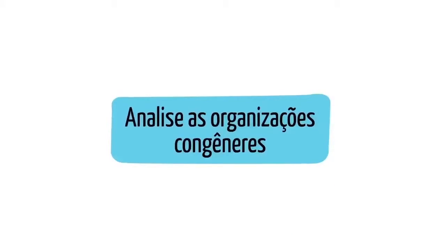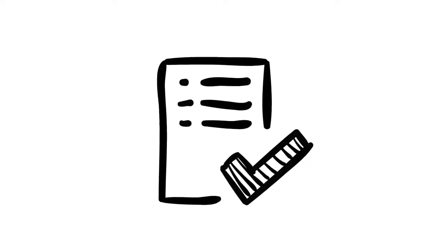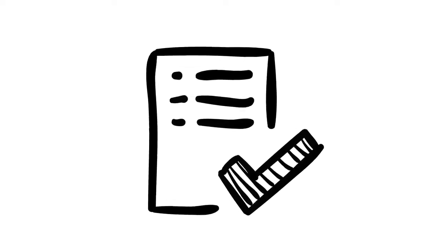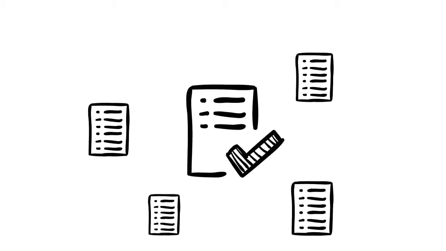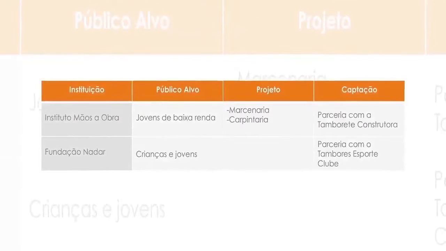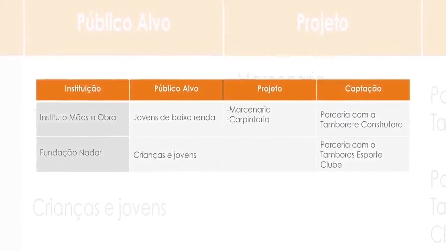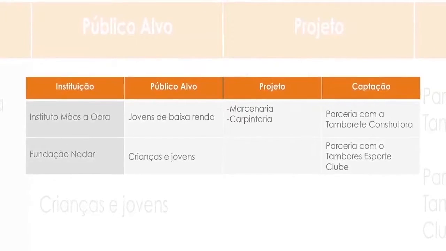Let's see now some important analysis. See similar organizations. Do a survey of main institutions and projects which hold the same cause as your institution, or which have the same target customers, to get tips on their projects and see the way they work out their fundraising. Observe this possible comparison spreadsheet. We have listed the institutions, their target audience, their projects and target fundraising.